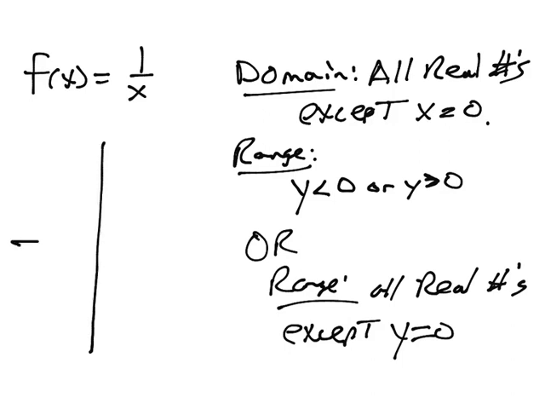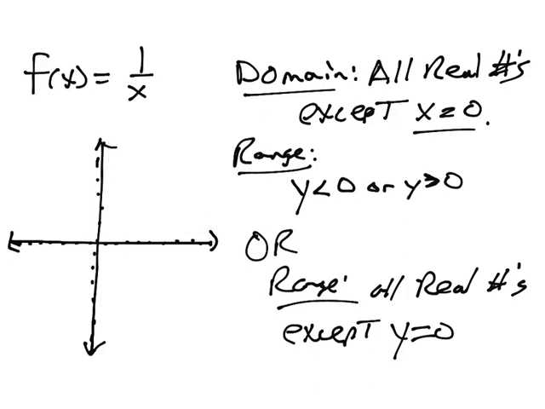This graph never crosses or touches the y-axis or the x-axis. It can't touch the y-axis because that would be x equals 0, and that's not in the domain. And it doesn't touch the x-axis because this fraction can never equal 0. The only way a fraction can equal 0 is if the numerator, the top, is 0, and this one can't be because it's 1. So if we were to plot points, we'd get the following graph.